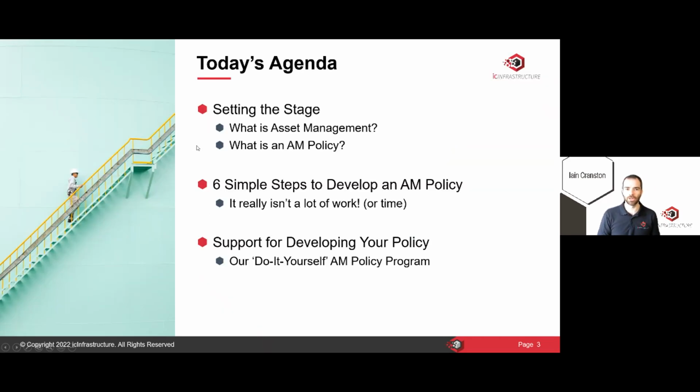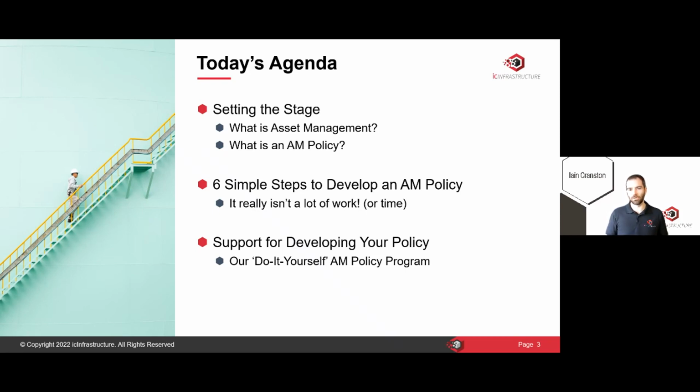So today's agenda, what are we going to cover? We'll do a little bit on setting the stage. A couple of slides on what is asset management. This is definitely not an asset management course, but there are a couple of things I wanted to recap so we're all in the right headspace. A bit of an overview of what an asset management policy is, but really the focus is going to be on these 6 simple steps to develop an asset management policy.